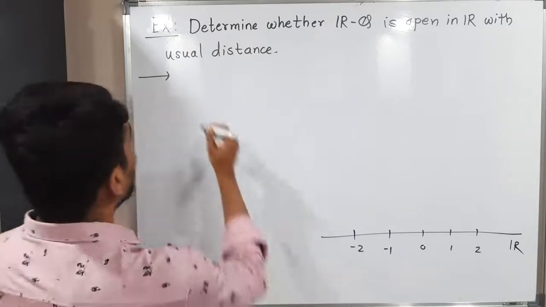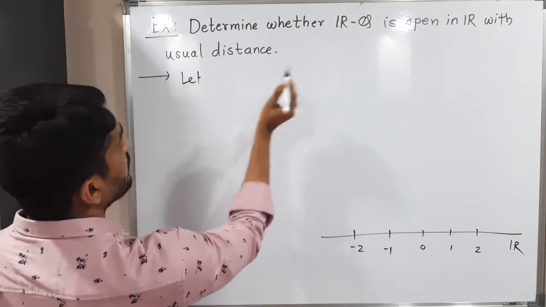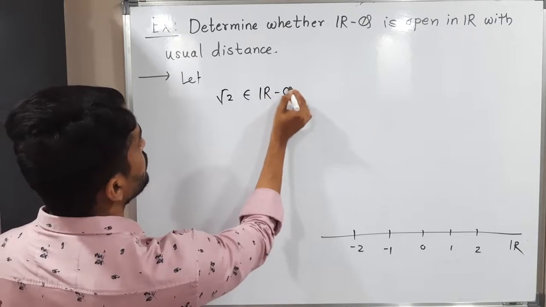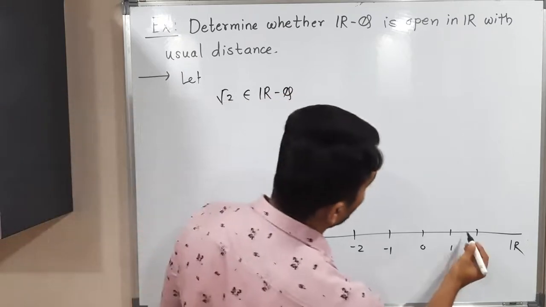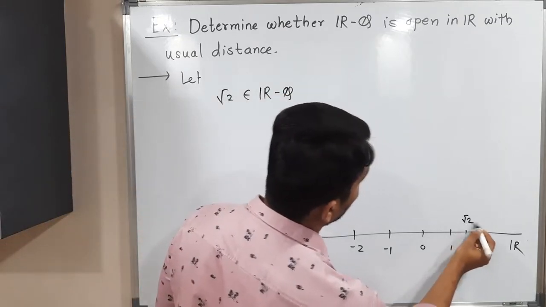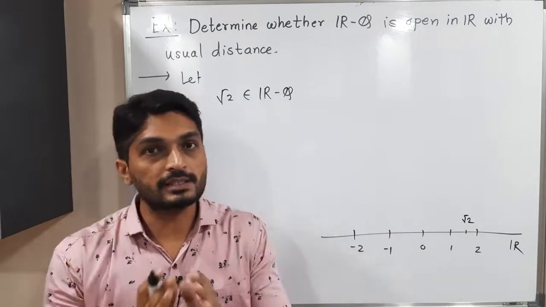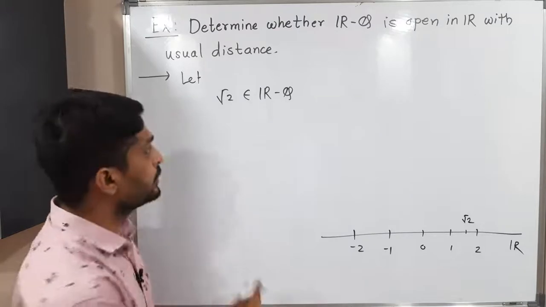What will I do? I will take one point, let an irrational number. You know that root 2 is an irrational number, it belongs to R minus Q. So I have taken one point, root 2. Root 2 will be here. If you draw a ball around it, then definitely it will contain some rational numbers. This thing we are going to prove.